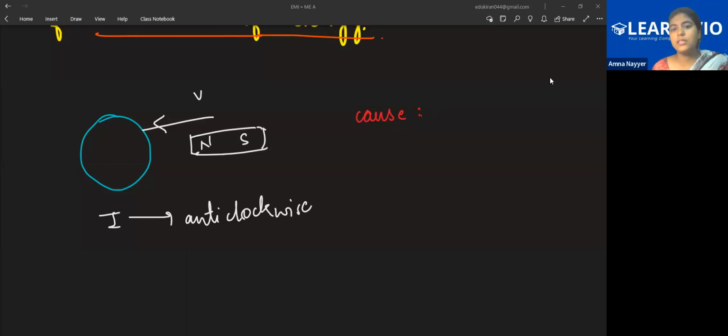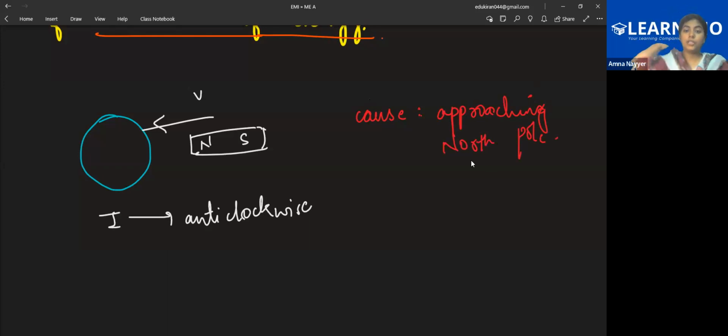So suppose the cause here is the approaching North Pole. Approaching North Pole is the cause. Because of the approaching North Pole, there is an induced current produced.